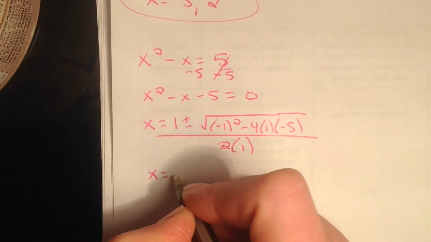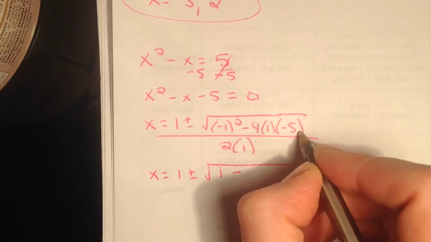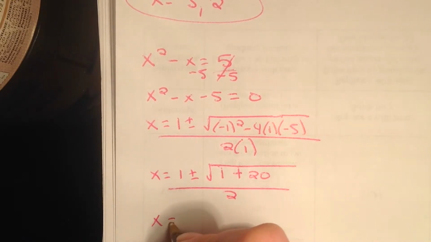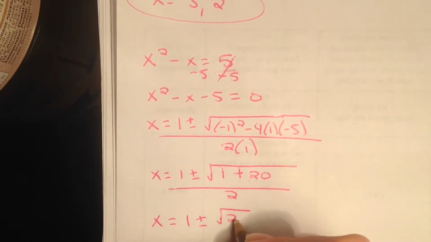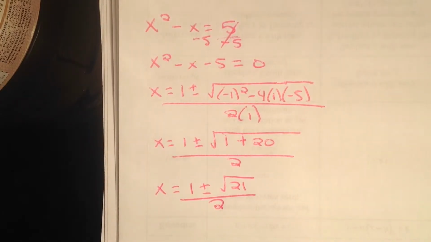So x equals 1 plus or minus the square root of 1. Negative 4 times 5 is 20, all over 2. X equals 1 plus or minus the square root of 21 all over 2. Square root of 21 doesn't break down, it's a radical, it doesn't. So this would be our final answer, which would produce a decimal.